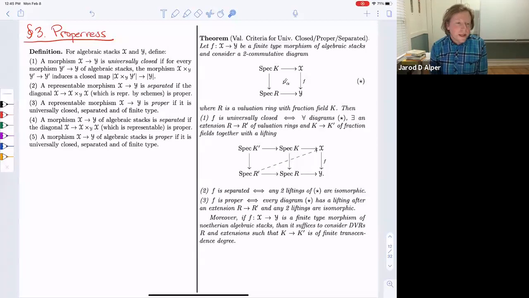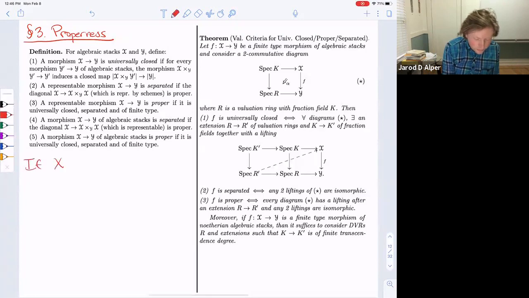Because when you define separatedness for schemes, you require that the diagonal is a closed immersion. So you might think that that's the natural generalization, but with schemes, the diagonal is always a monomorphism. Maybe I'll even point out that if X is a scheme, the diagonal is a closed immersion if it's proper.